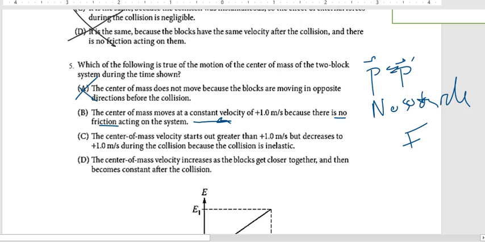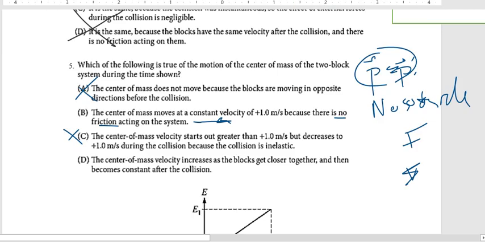Let me go back and check the others. The center of mass velocity starts out greater than 1 meter per second, but decreases during the collision because the collision is inelastic. That's not true, because with conservation of momentum, they want to know about the velocity. You can lose kinetic energy because it's speed and it can be going different directions. So I don't think it's that one. Plus, if you look at the graph, there's no acceleration of the center of mass of the system because there's no outside forces. There'd be nothing to accelerate it. So I don't think it's this one.